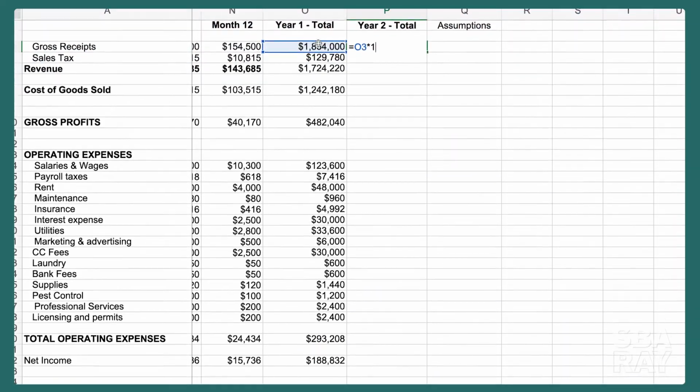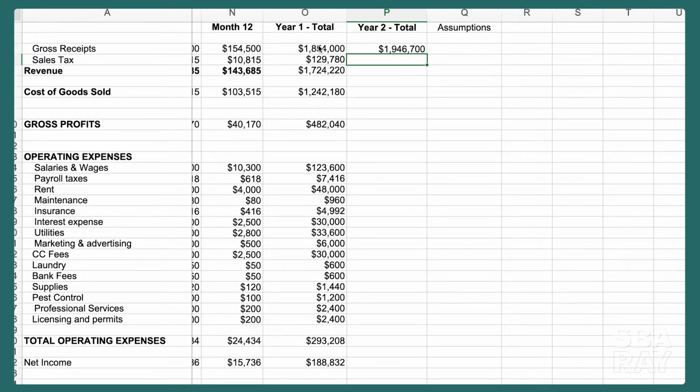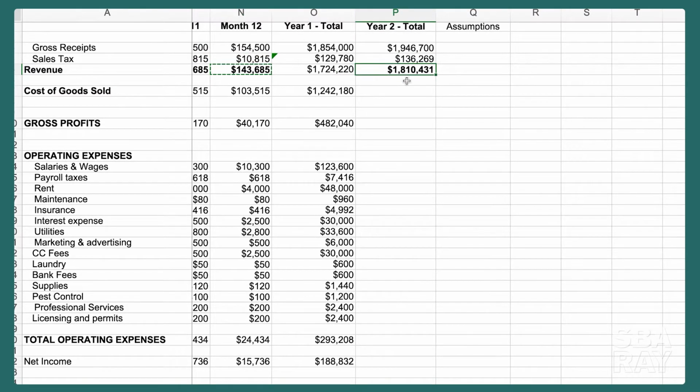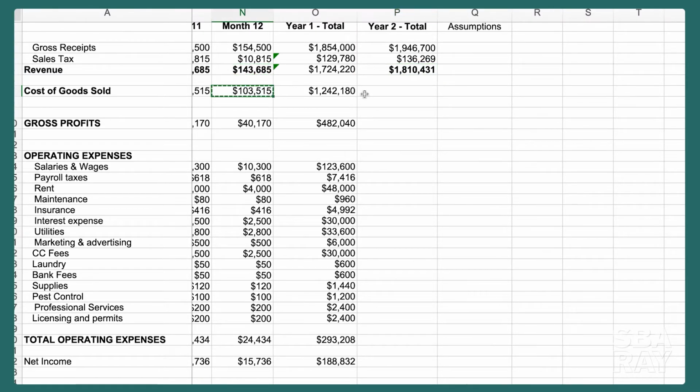And then in year two, I'm going to keep it pretty simple. I'm just going to expect 5% growth. So 5% growth, sales tax would still be 7%. So you have your net revenue. Cost of goods sold, we're going to maintain the same margin, so I'm just copying it over. Same thing with gross profit.